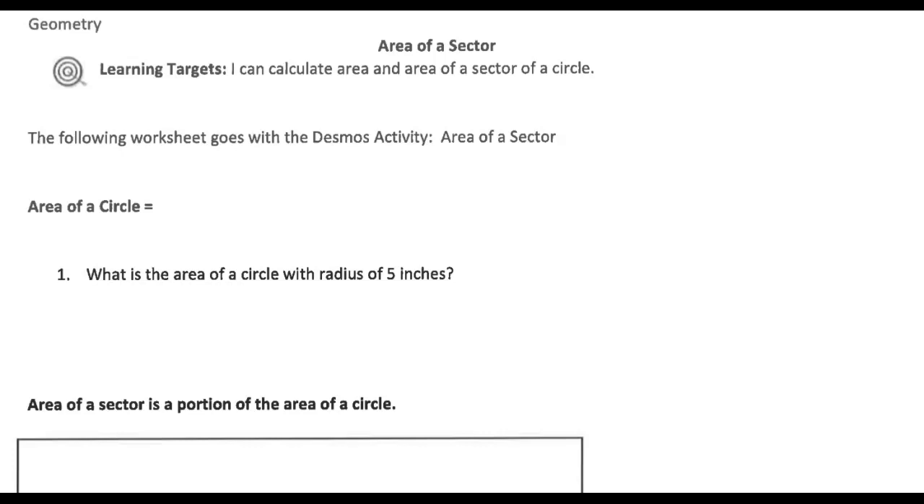Hello geometry students. Today's learning target is to talk about the area of a sector. Before we do that, let's talk about the area of a circle. The area of the circle is the space inside the circle, and the formula for the area of a circle is pi r squared.